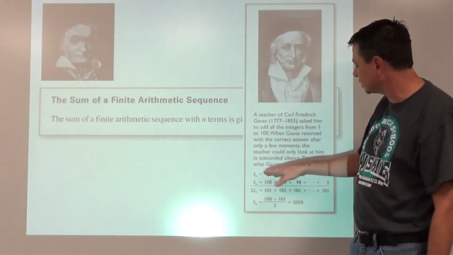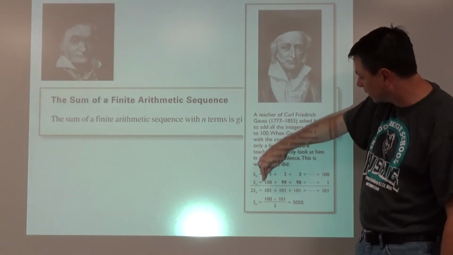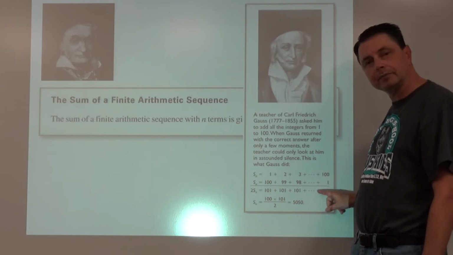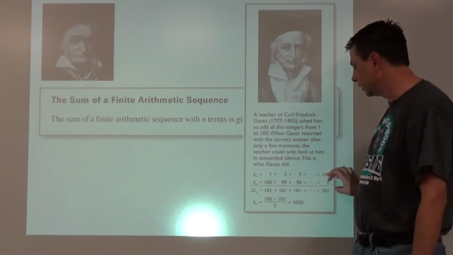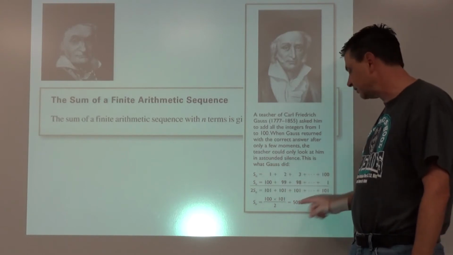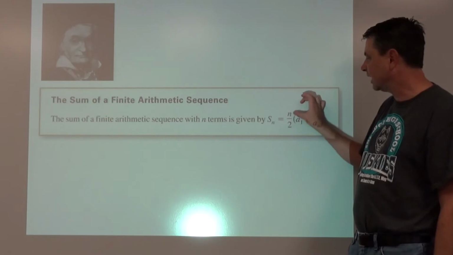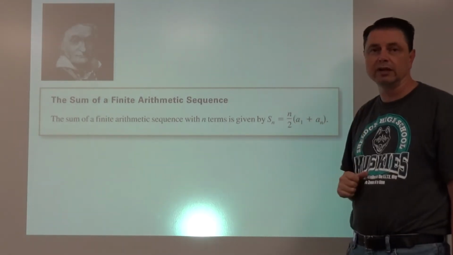He saw that if he just took the sum, 1, 2, 3, and so on to 100, and then reversed them and stacked them and added them together, we would get the same sum repeated, 101 plus 101 plus 101, and there would be 100 of those. But since he counted it twice, he'd have to divide by 2. So that kind of brings us back to our thing. So however many things divided by 2, that's how many pairs, and then the first one plus the last one.